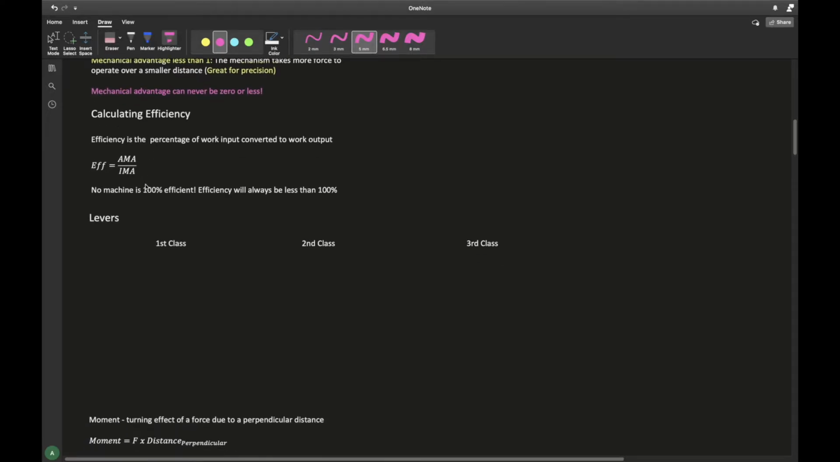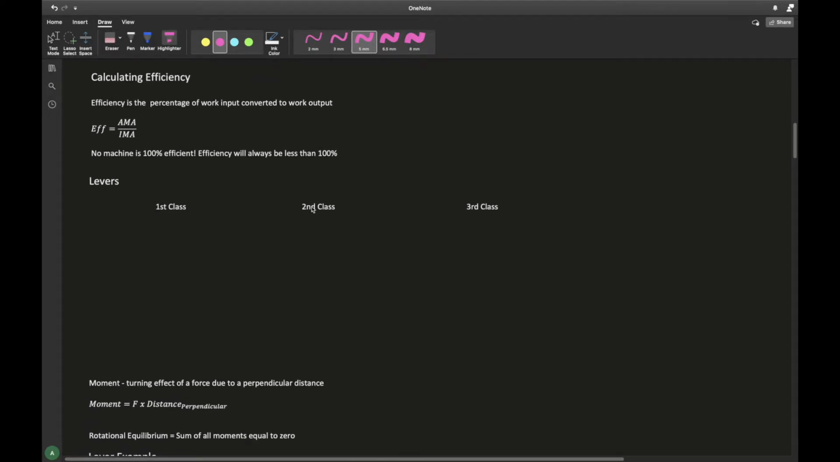The last thing we have to do is we have to learn how to calculate our efficiencies of our mechanisms. And this is really simple. Once you have the AMA and the IMA, the efficiency, or percent efficiency rather, is the ratio of the two. I'm going to put a percent sign here so we see that, because we are dealing with percents. And very, very important, again, to note is that no machine is 100% efficient. So the efficiencies you see will always be less than 100%.